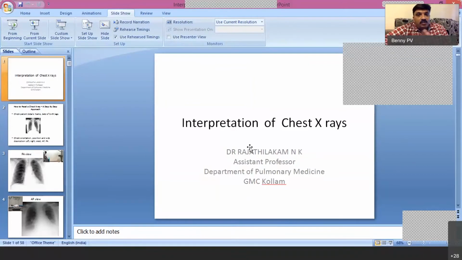Now we are in the era of COVID. We know most of the diseases of public health importance like pulmonary TB, and a very common pandemic like COVID, are affecting the respiratory system, and chest X-ray interpretation is one of the most basic tools we need to diagnose most of the problems of COVID and also the diseases of public health importance. To deal with that topic, I direct the mic to Dr. Rajathilakam. Welcome.